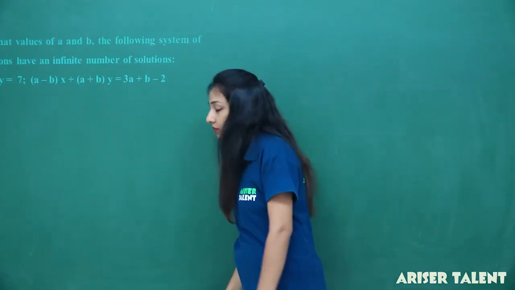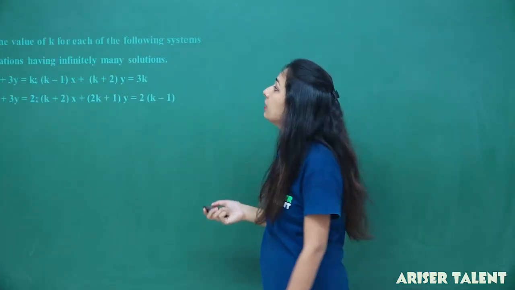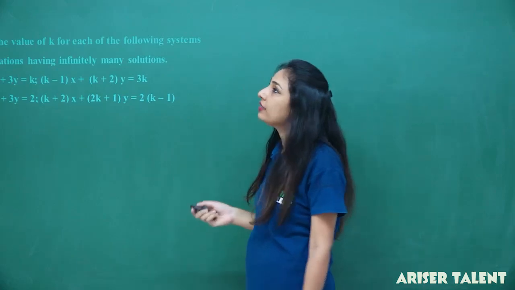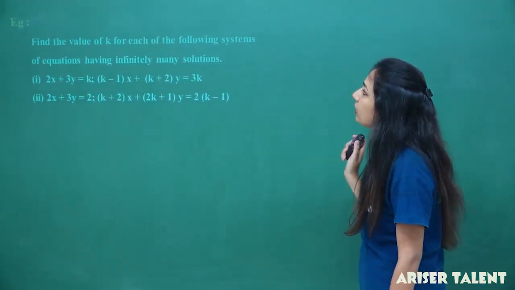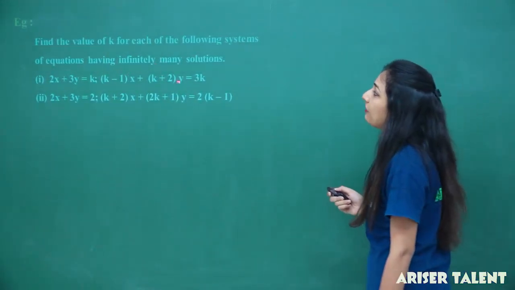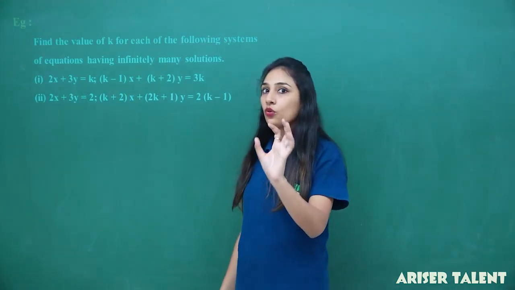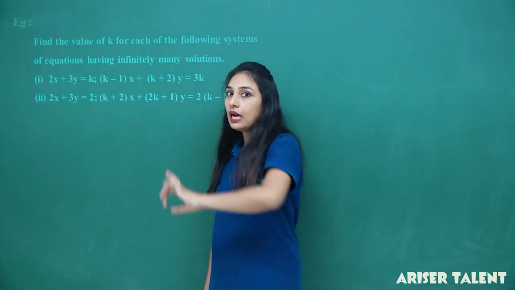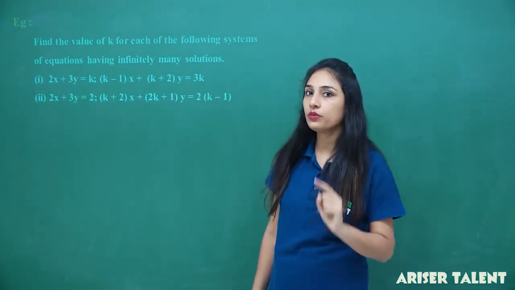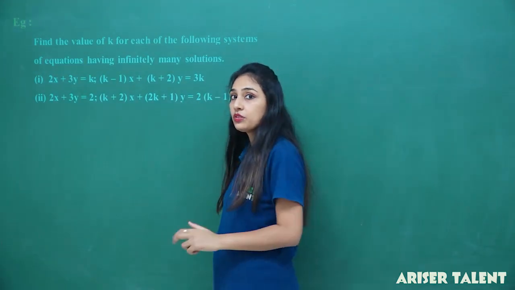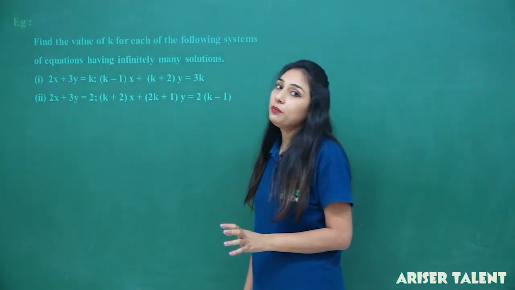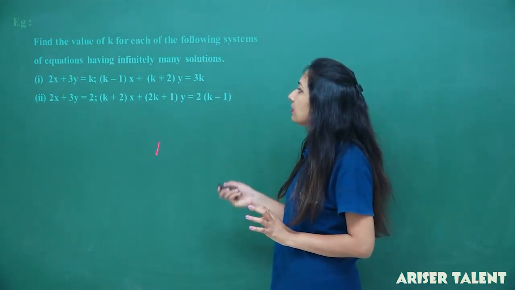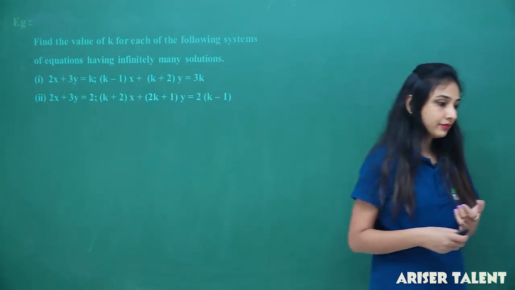Okay. Moving forward, we have this example. Find the value of k for each of the following systems of equations having infinitely many solutions. Now you know that infinitely many solutions means A1 by A2 equals B1 by B2 equals C1 by C2. Okay, this is the condition in both things.